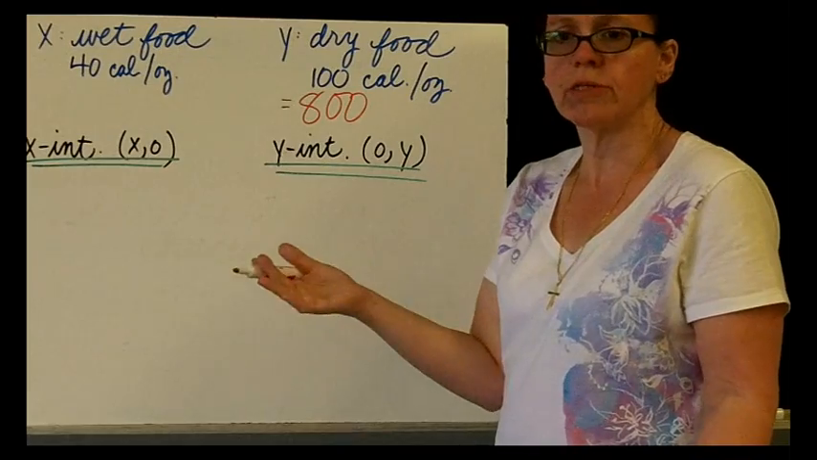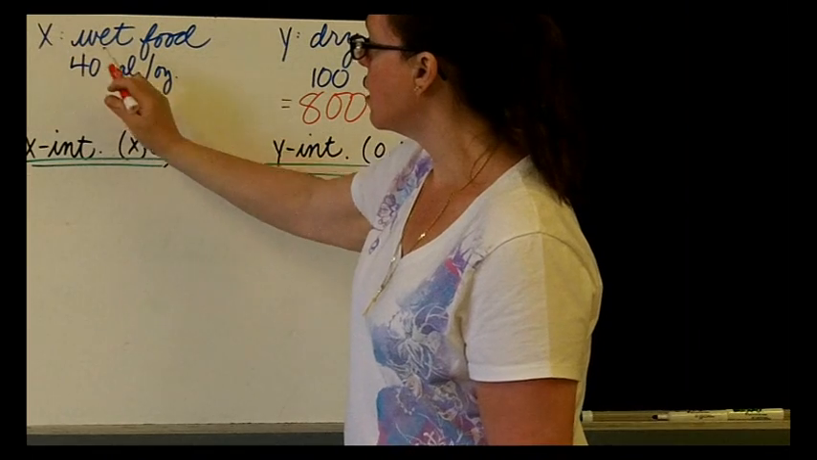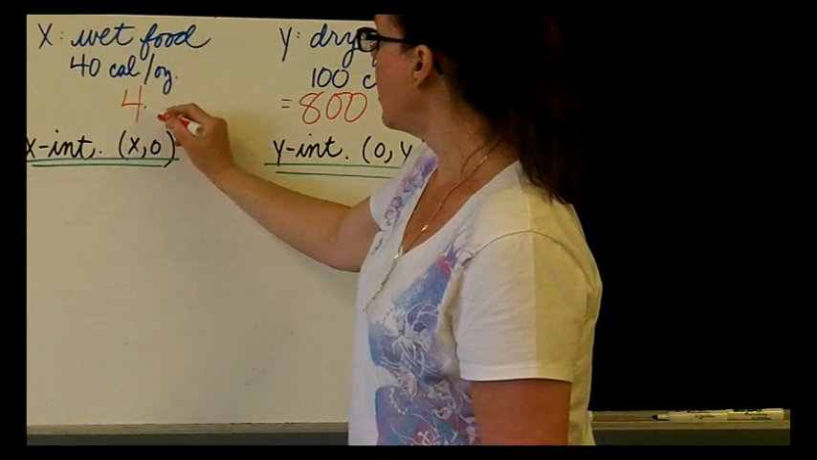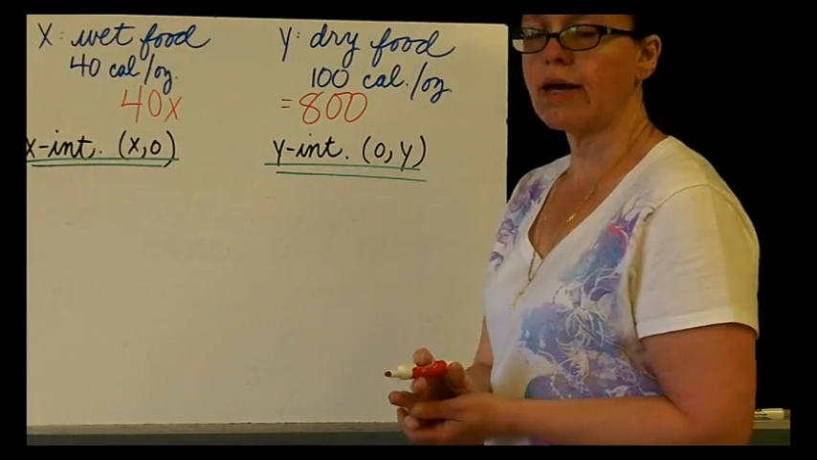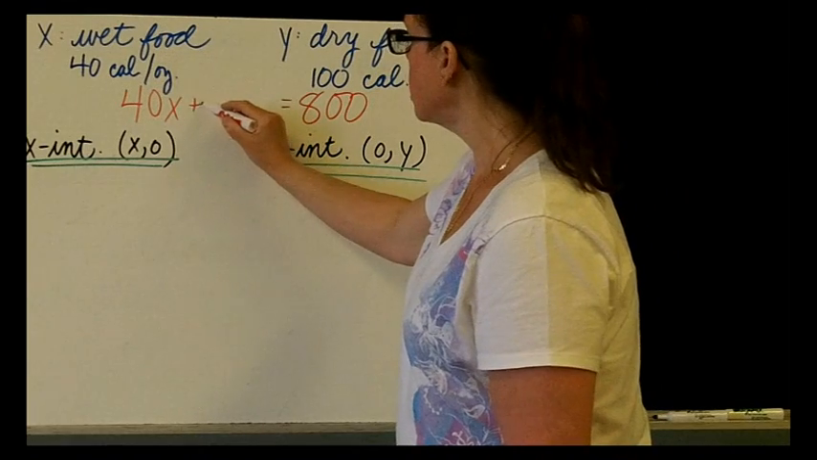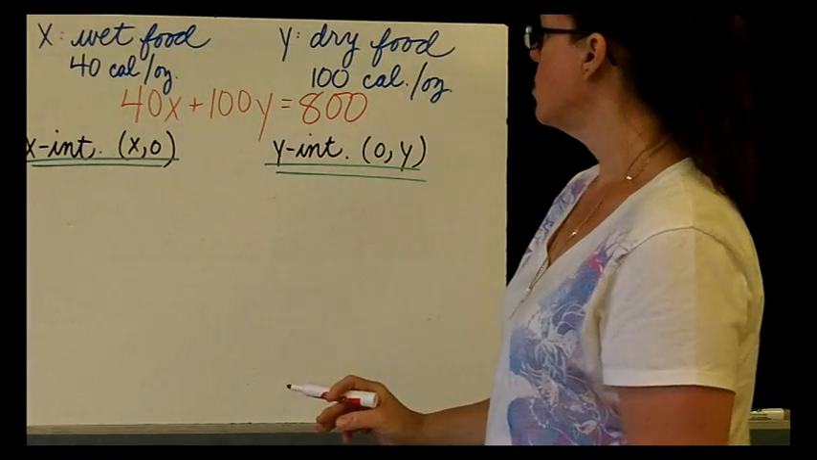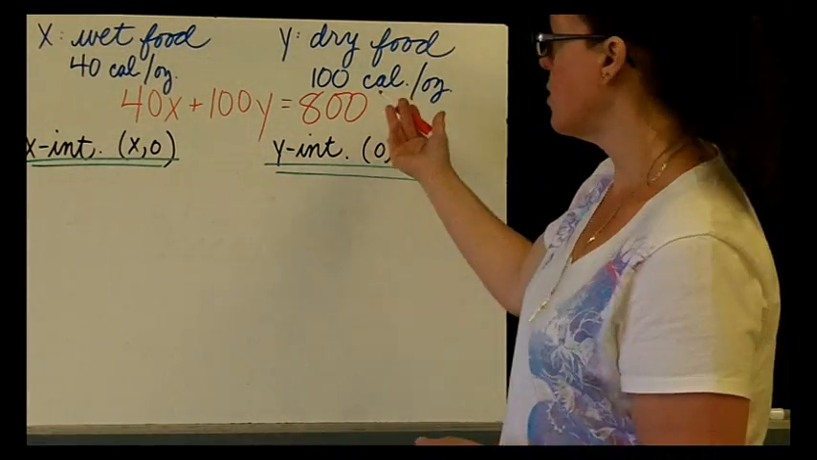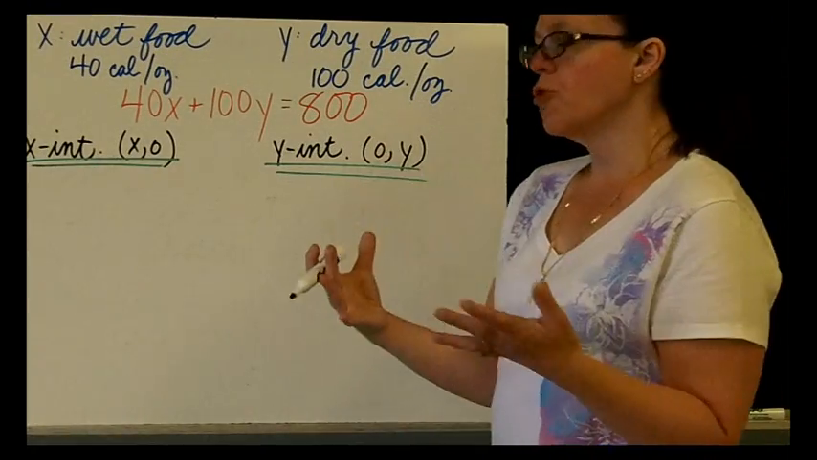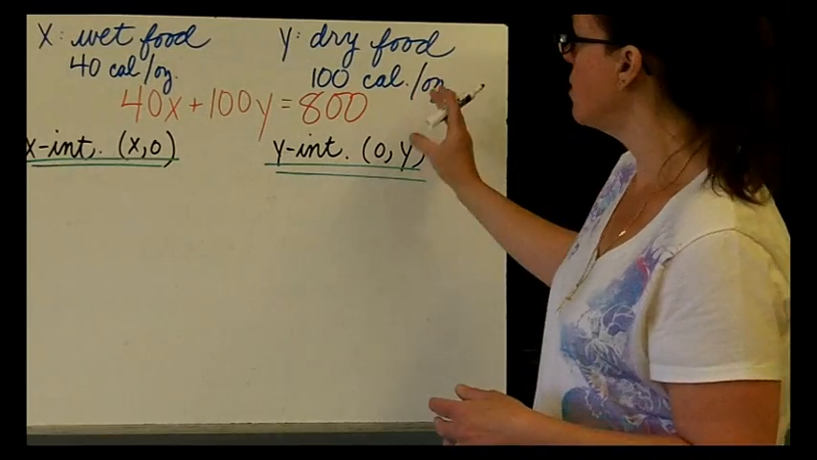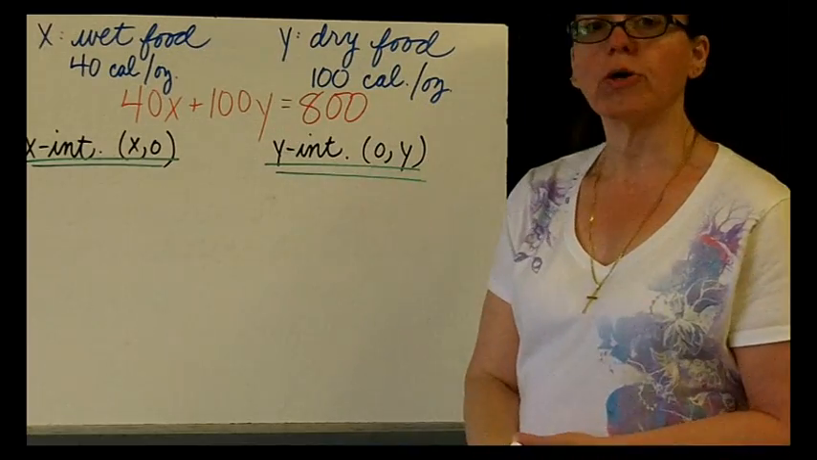So how do we put together the rest of the equation? Well, as I said, I'm calling our wet food x, and we know that the wet food has 40 calories for every ounce. And we're going to add that to 100 calories for every ounce of dry food. And when you put that combination together, we get a total of 800 calories. So if you just go through the word problem one piece at a time and write down the information that you know, then you can start to piece together your equation.